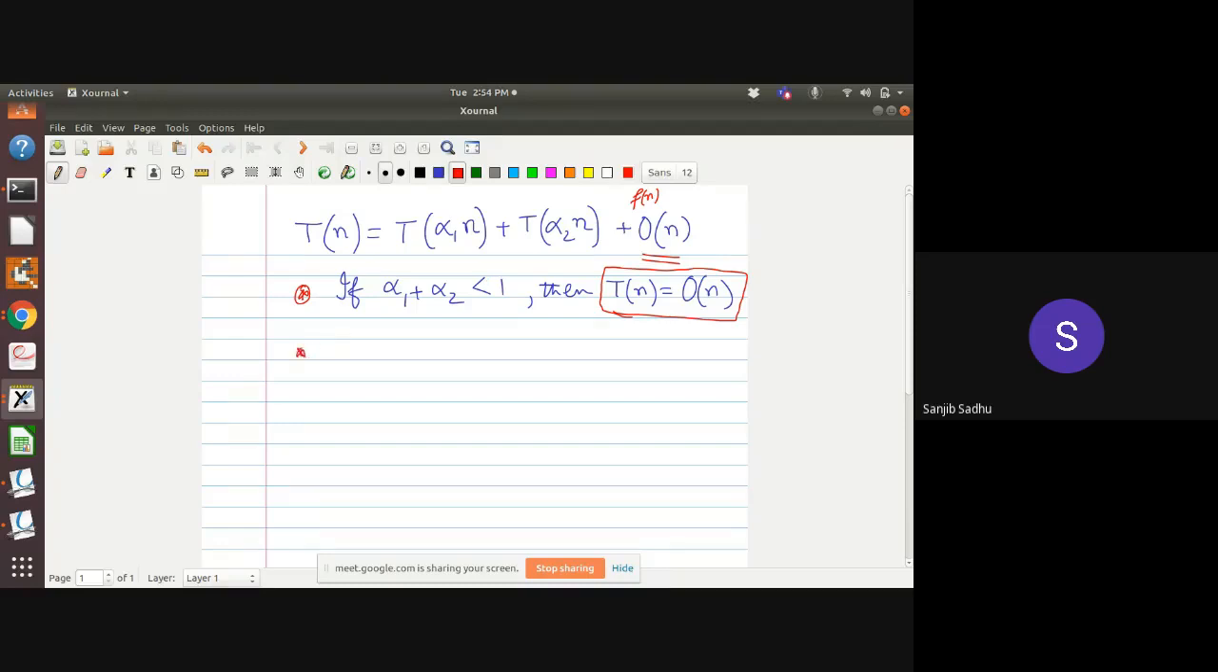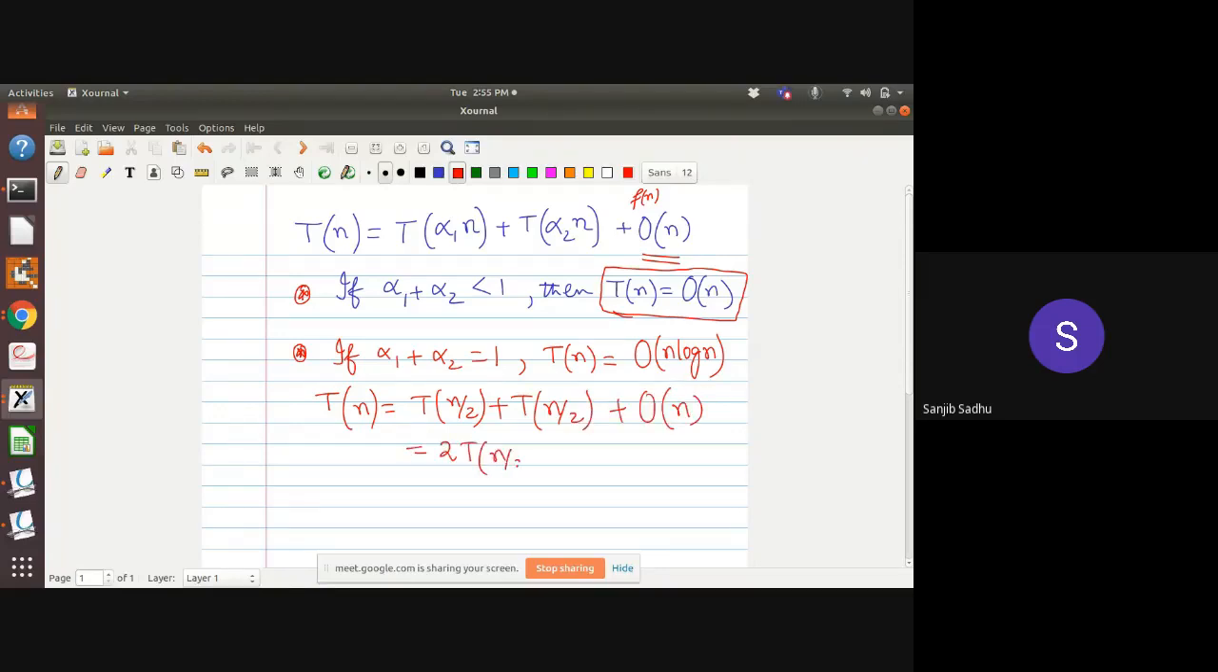But if alpha 1 plus alpha 2 equals 1, if it becomes just 1, then what happens? Then T(n) becomes n log n. Just like T(n) equals T(n/2) plus T(n/2) plus big O of n, so that is equal to 2T(n/2) plus big O of n. So this is merge sort. For merge sort, this is big O of n log n.